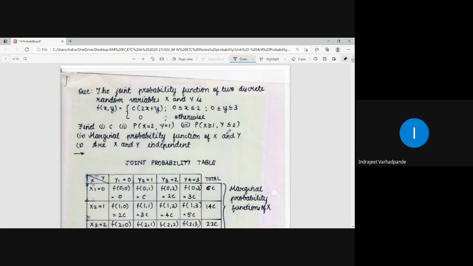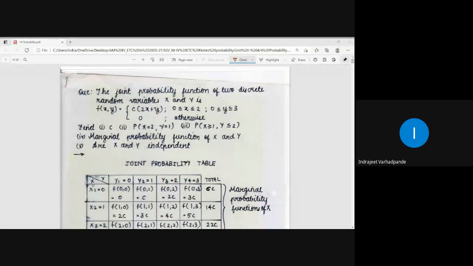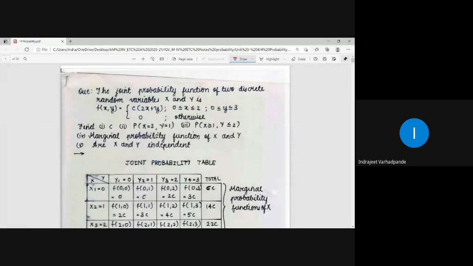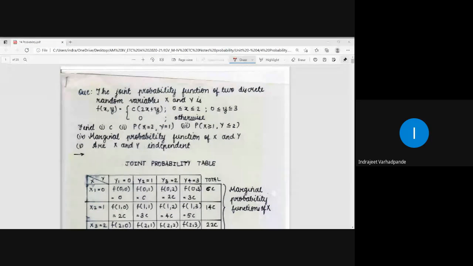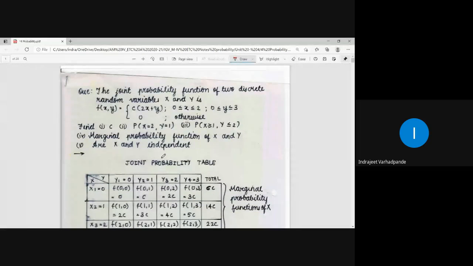In the previous lecture, we started with the joint probability function for discrete random variables. The joint probability function represents two different symbols: one is a random variable denoted by x, the other is a random variable denoted by y. They are always taken together, and the corresponding probability function is defined by small f of x, y.